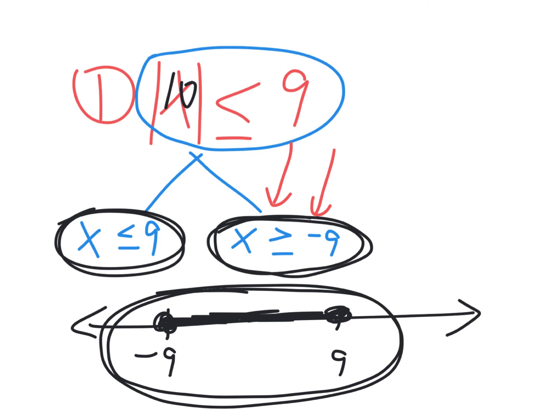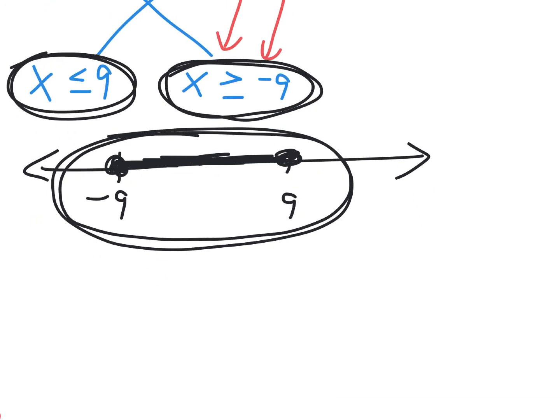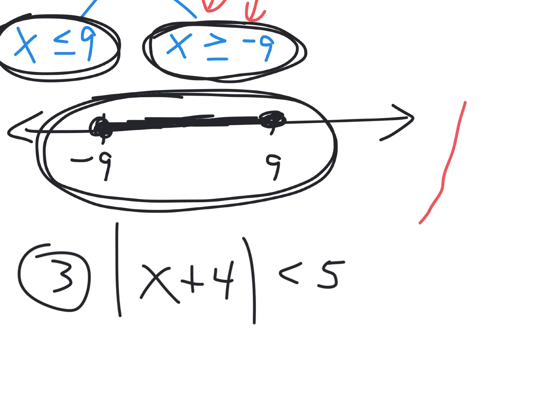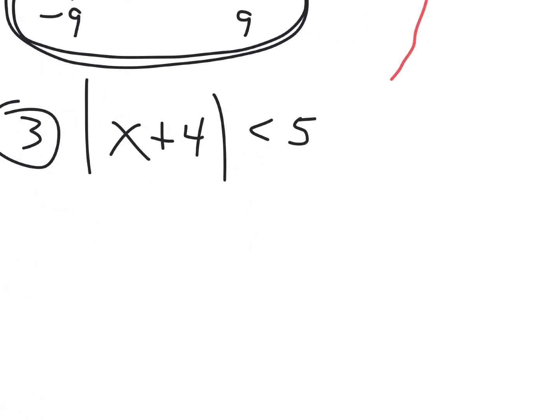Okay. Lily, can you read me number 3 on that page? Absolute value of x plus 4 is less than 5. Is there an absolute value on it? Oh, yes. Absolute value of x plus 4 is what? Less than 5. All right. So then it's time to do the splits right off the bat, because this absolute value doesn't have anything in front of it that I have to divide by. So I'm ready to split.